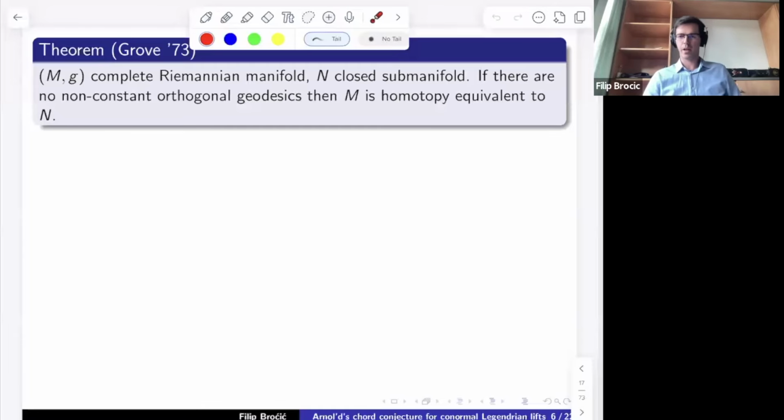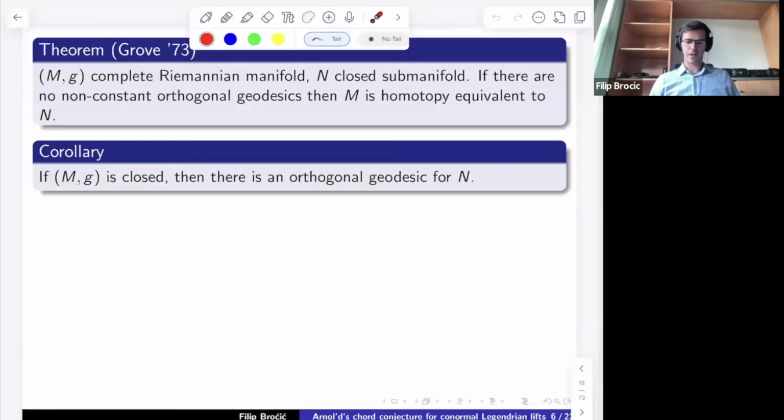And in particular, in the previous example, we saw the zero section of the cylinder, and there we didn't have any orthogonal geodesics, and the cylinder is in fact homotopy equivalent to the circle. But as a special corollary, if the ambient manifold is closed, then there must be an orthogonal geodesic with endpoints on N, since N and M cannot be homotopy equivalent since they are both closed manifolds.